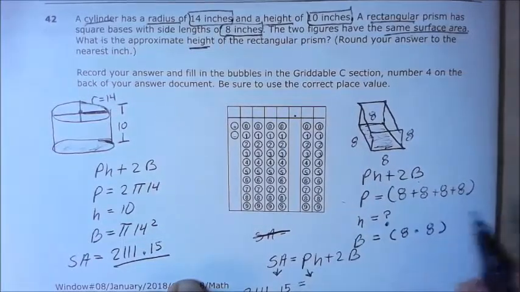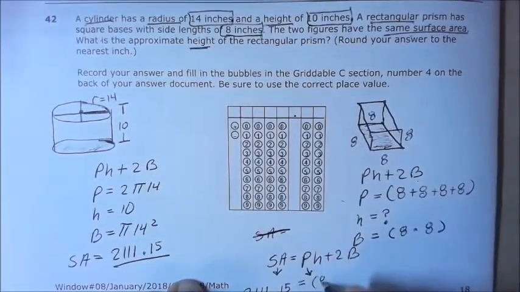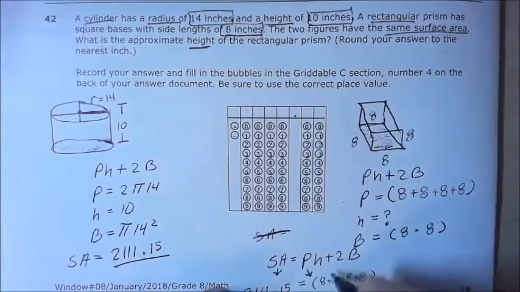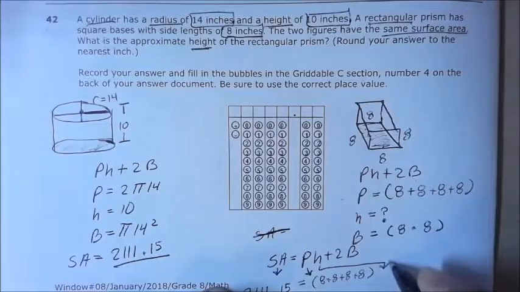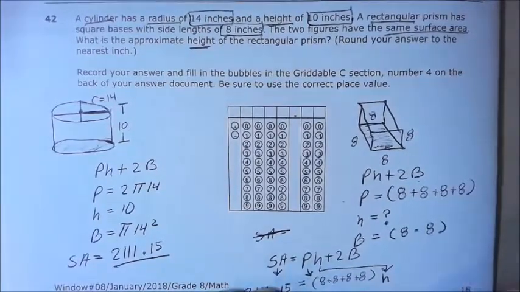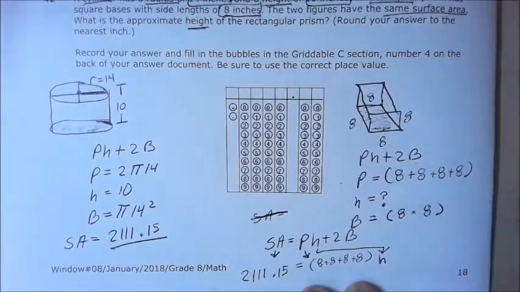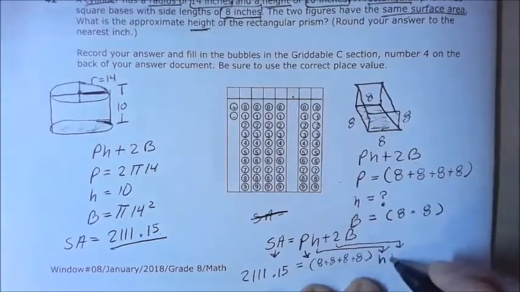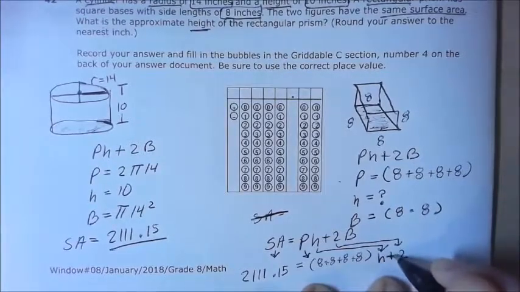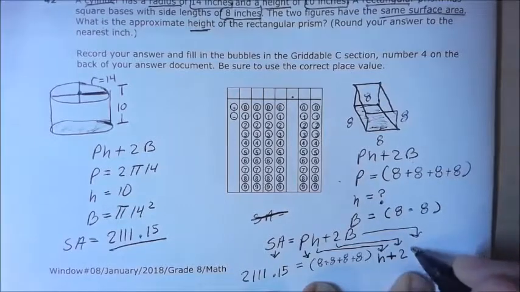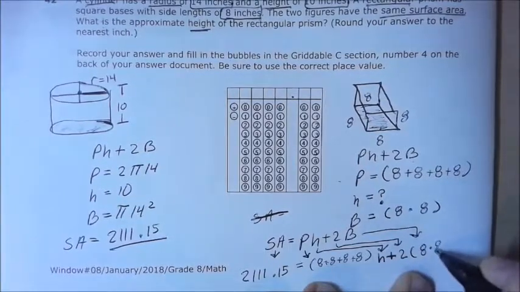We know what P is, right? It's going to be that 8 plus 8 plus 8 plus 8. And we know our H is going to just be the letter H, because remember, they didn't give us that value. Let me move this up just a little bit. And then we know that we're going to multiply the base by 2, so it's plus 2 times the area of the base, and the area of the base is going to be 8 times 8. So times 8 times 8.